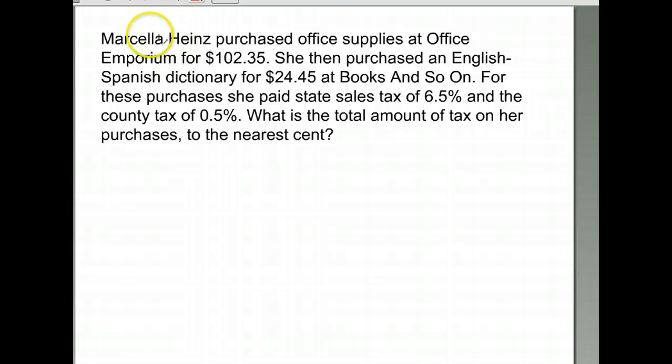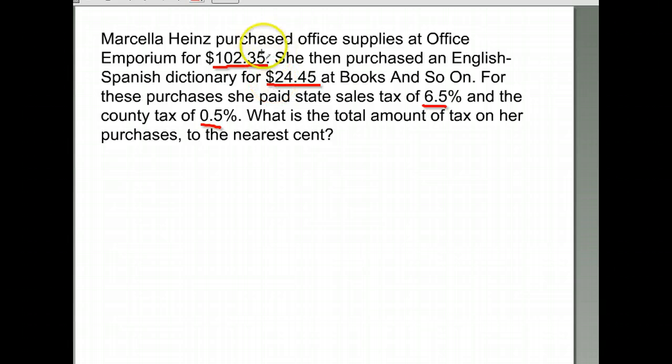Okay, here's one more warm-up question. They're getting you ready to run with those percents because our discounts are going to deal with percents today. So we have Marcella. She purchased office supplies of $102.35. She also purchased an English to Spanish dictionary for $24.45. For these purchases, she paid 6.5% state, 0.5% county tax.